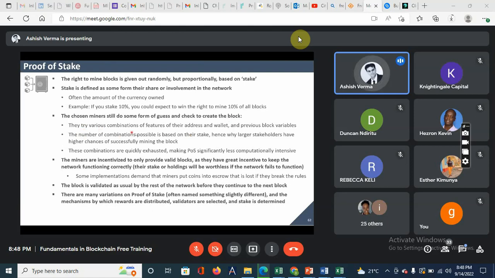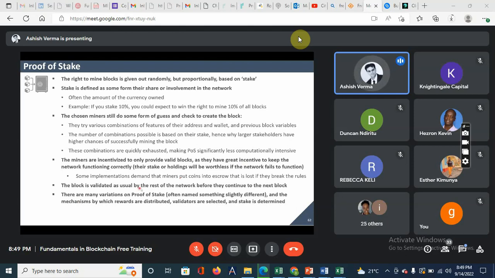The miners try various combinations of features of the address and wallet and previous block variables. So the same thing is happening over here. Again, there are too many verbs I have used here, but the concept remains the same. If you stake the coins, you get the right to mine the blocks. The miners are incentivized only to provide valid blocks. So if they don't provide a valid block, their stake will be confiscated, and they'll not be able to use it. They don't have the coins after that.